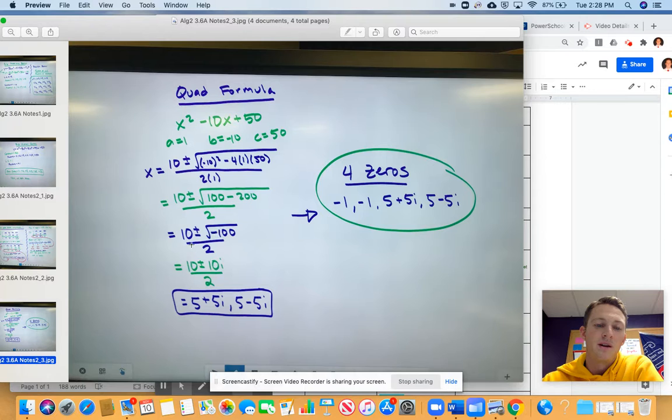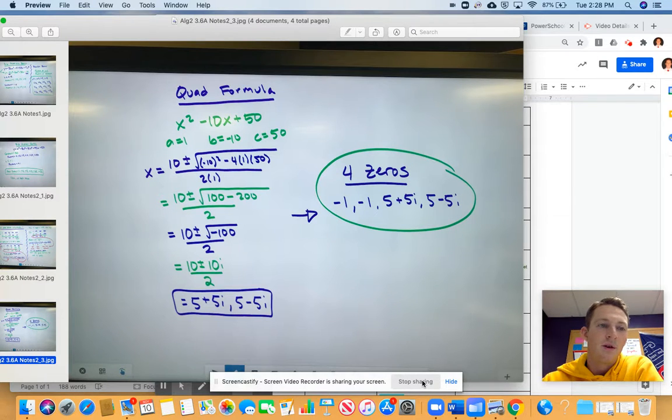We're just simplifying down. The square root of negative 100. The square root of negative 1 is i, remember. And then the square root of 100 is 10. Going to do the heart thing, so 10 divided by 2 is 5. 10i divided by 2 is 5i. We have the plus or minus, so we have 2 different answers. And our zeros, remember we have 4 zeros because our exponent was 4. Negative 1 with a multiplicity of 2, and then 5 plus or minus 5i.